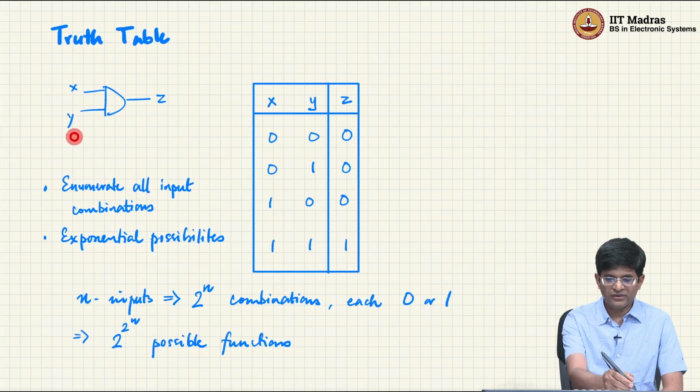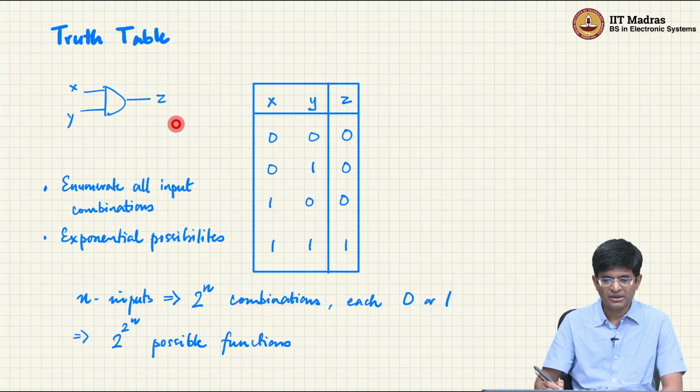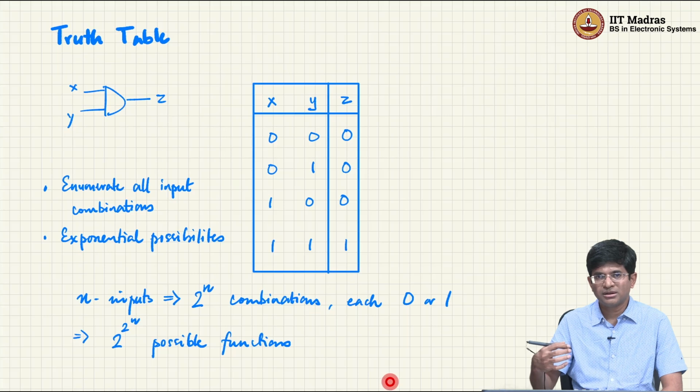Okay, so now we have the concept of a gate. We can now think of a way by which we can create a way of understanding what the input to output relationships of that gate are. And in some sense, the most general way of doing that is what's called a truth table. Now, what's a truth table?